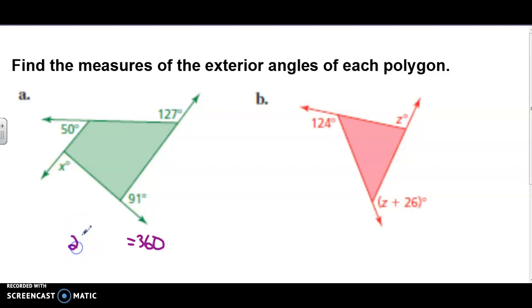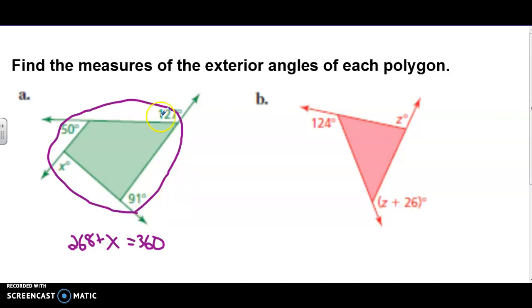So I have 268 plus x equals 360. The reason it's 360 is because if you drew a line that went all the way around here, this isn't going to be a very nice circle, but you can see that it would be a circle. Circles have 360 degree measures, so that is why the outsides of any shape always add up to 360 degrees. If you're confused about how I got 268, I just did 91 plus 127 plus 50, that gave me 268, then added x, and I get 268 plus x equals 360.